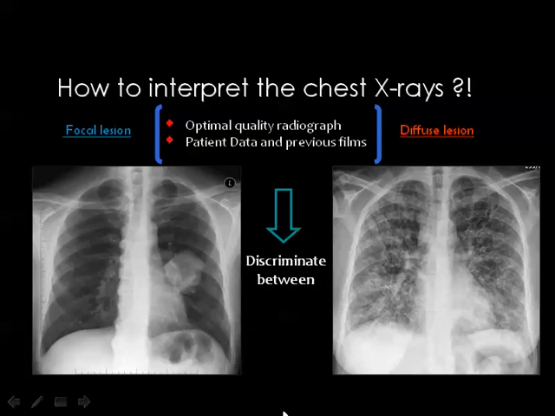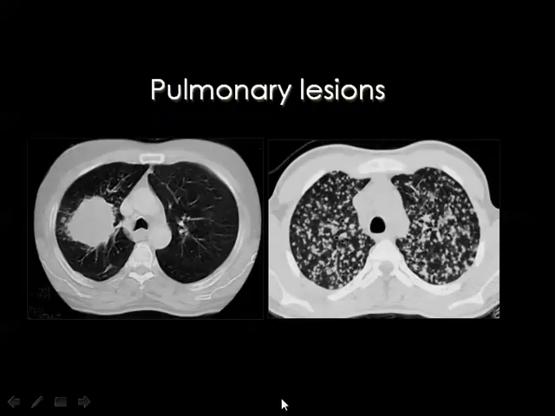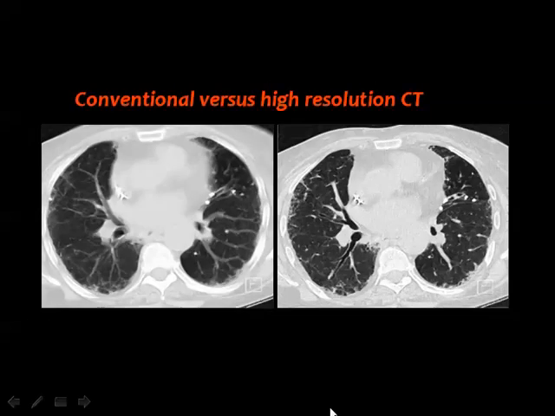Then, starting the interpretation, you should discriminate between what's known as focal lung disease and diffuse lung pathology. Focal lung disease means that you have a single or multiple lesions, but the rest of the whole lung is clear. Diffuse lung disease means that both lung fields are involved by some pathology or opacities. This is the CT scan of a focal lung disease and a diffuse lung disease.